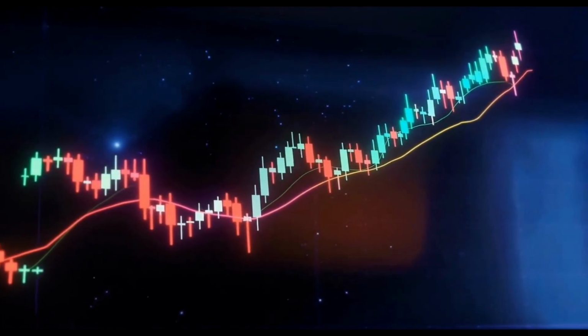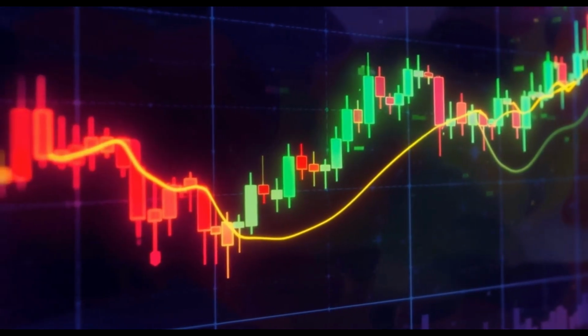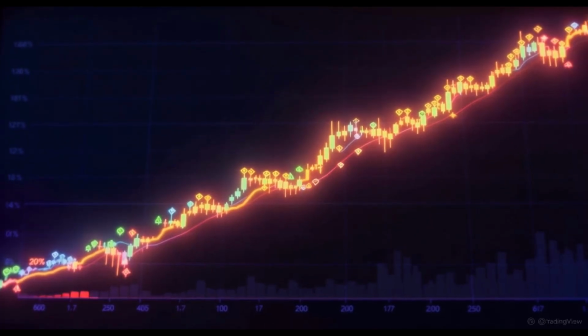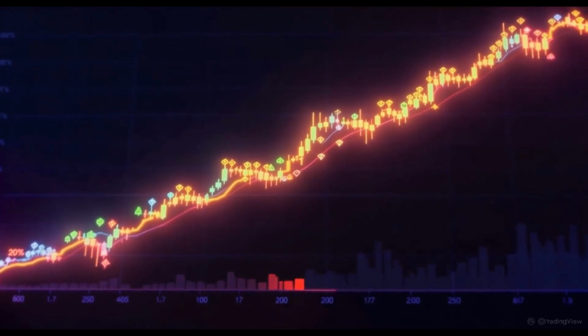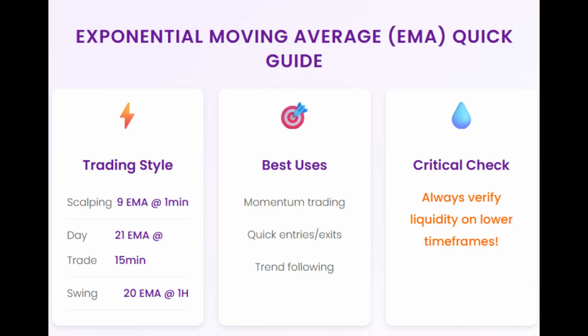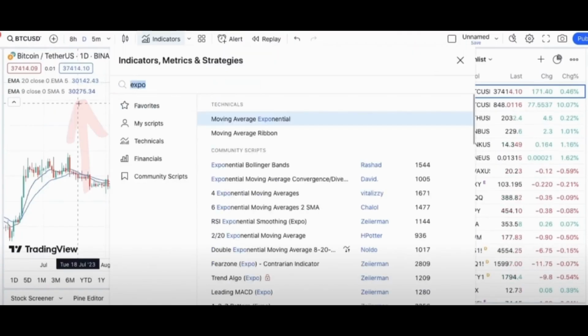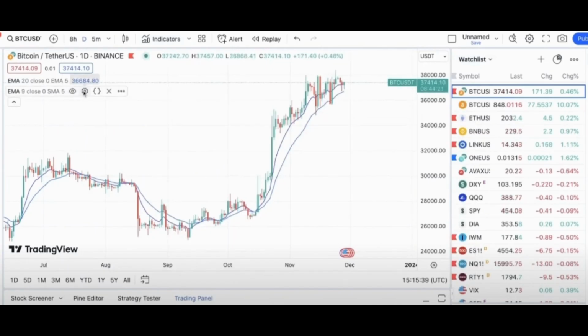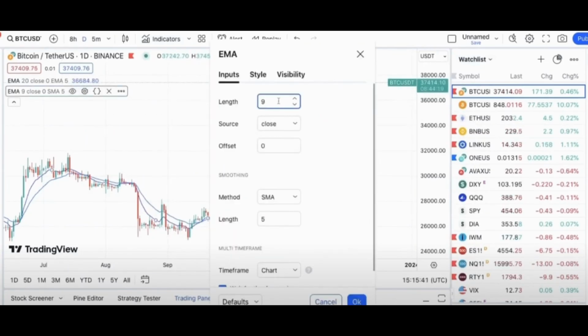Step 1. The trend filter, the 200 EMA. Okay, we need to know the long-term trend, so we are using the most legendary tool in the entire game, the 200-period exponential moving average, or 200 EMA. Go to Indicators in TradingView. Search Moving Average Exponential, and click it. Now, go into Settings and change the length to 200. This line is our entire map.